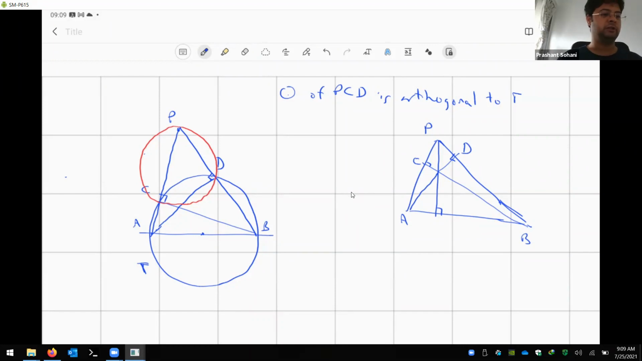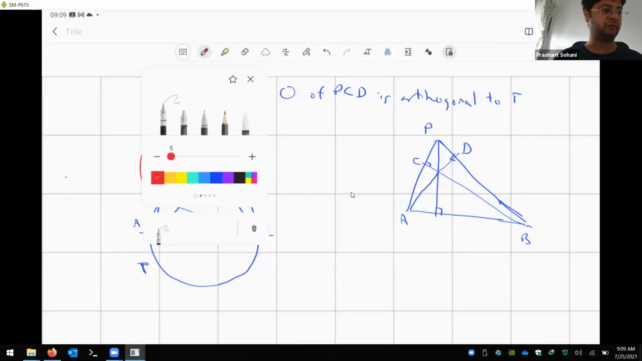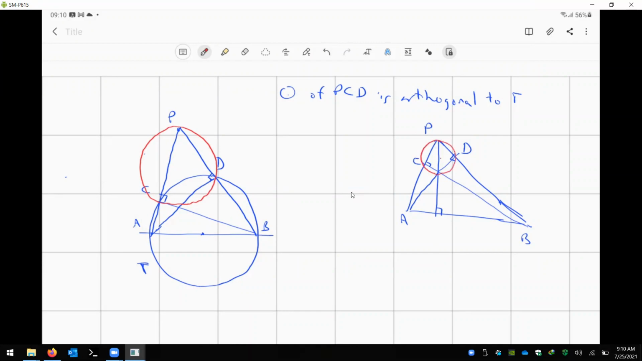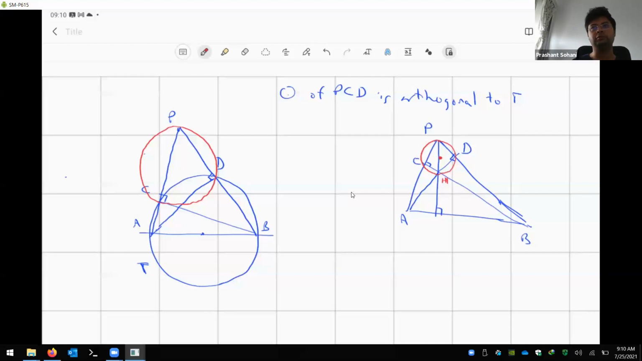In particular, if I draw the circumcircle of PCD on the right side, what is its center going to be? Midpoint of PH. Yeah, the midpoint of PH, and PH is going to be the diameter of this circle. Let me just draw this circle again. So the midpoint of this line PH is the center of this circle that we know. And then what is the other gamma circle that is given to us, the circle on the right side?